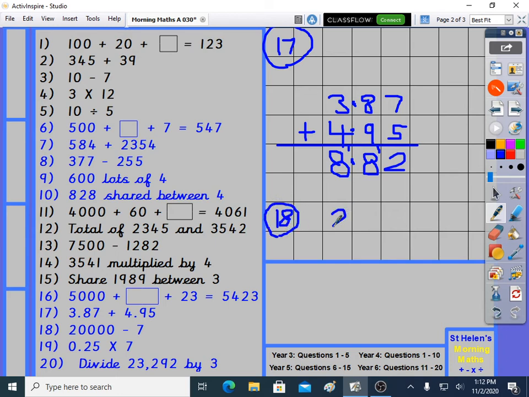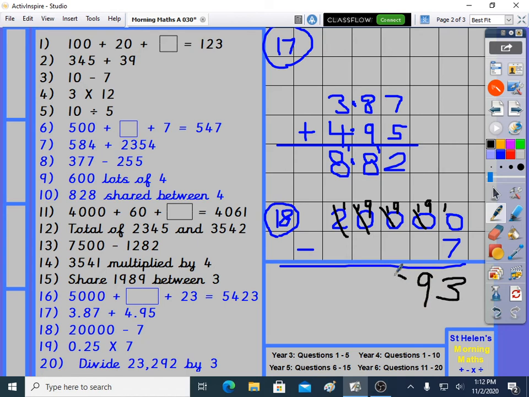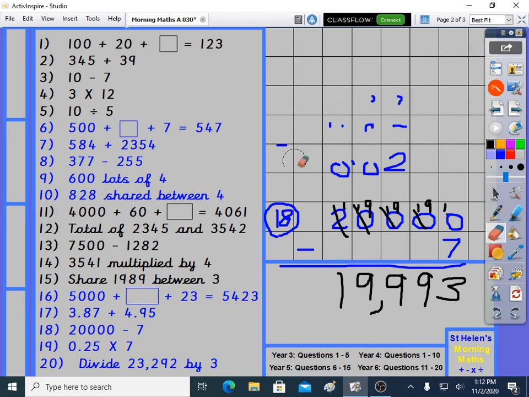20,000 take away just 7. The answer is going to be 19,993. I think I'll show you how this method works with lots of borrowing or taking. 19,993 is what I think it is. Actually, it doesn't take very long, does it? That literally took about 10 seconds to do that method anyway. And I've got to double check because my head said that and the paper said that as well. Or in this case, the board.